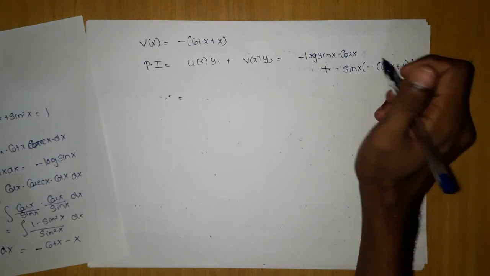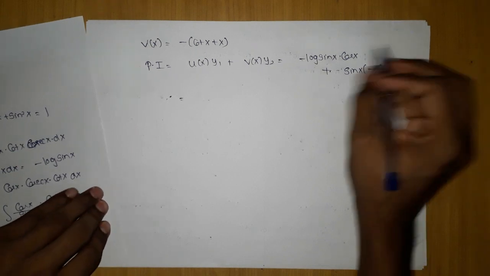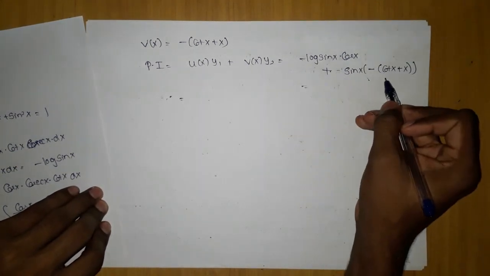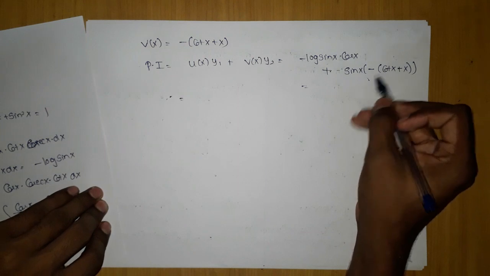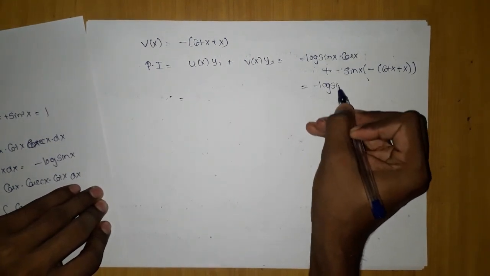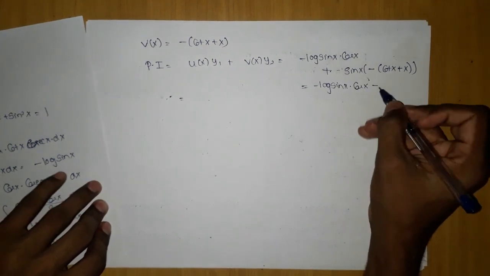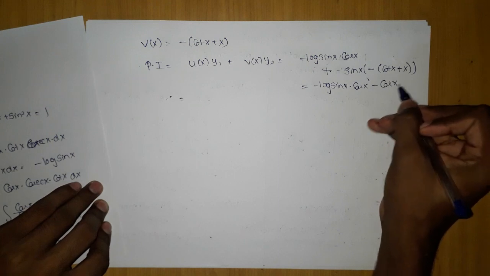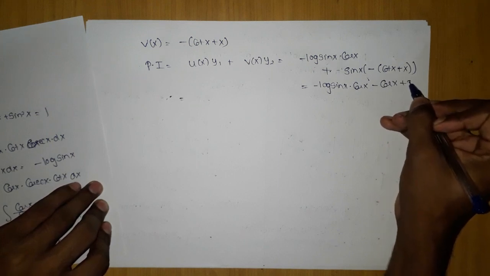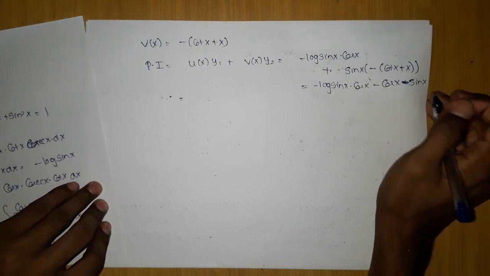After this, if we observe a little bit, if we multiply, sin times cot will be cos. Agree? So it can be simplified: minus log sin x dot cos x. Here nothing will cancel out, but simplification can be done: minus cos x plus x sin x. So we are getting this as our answer.